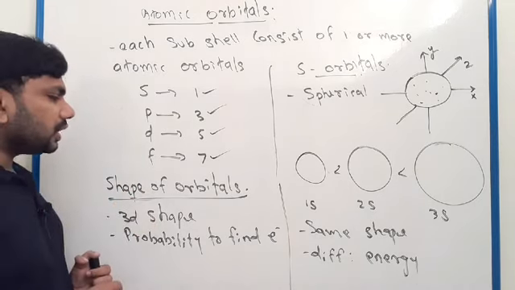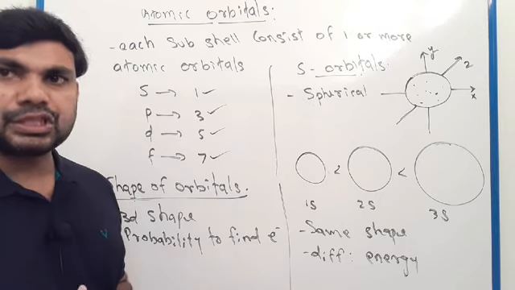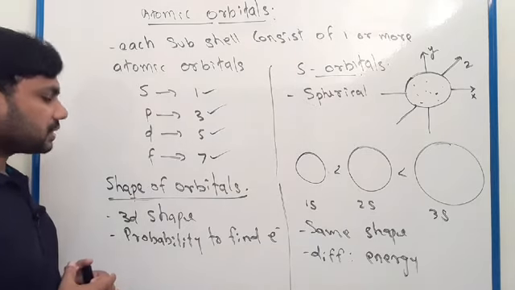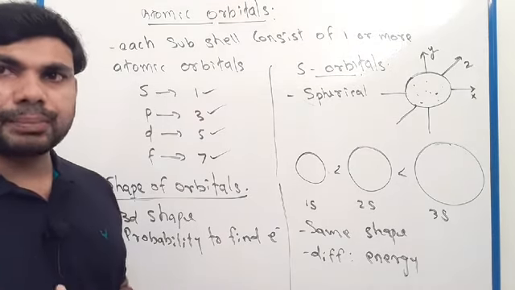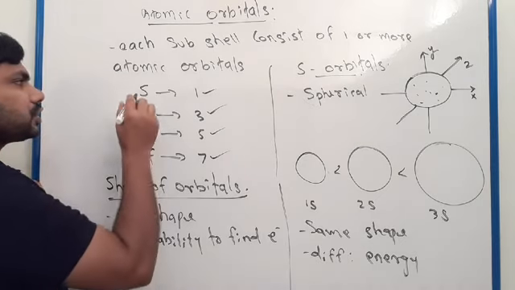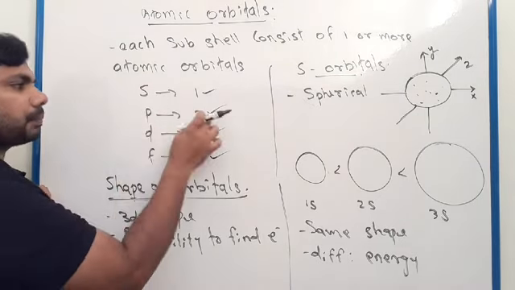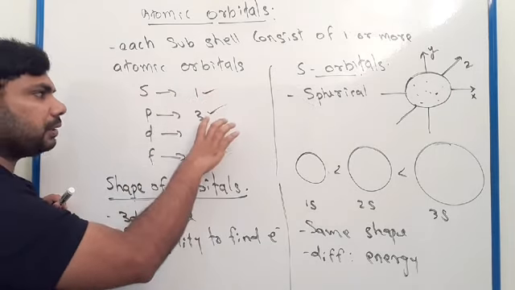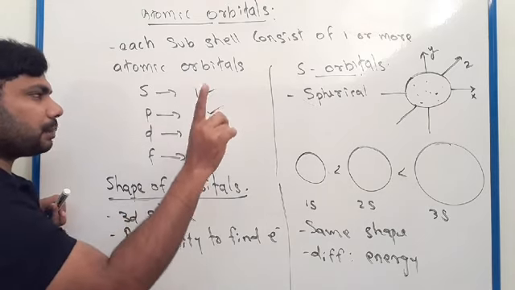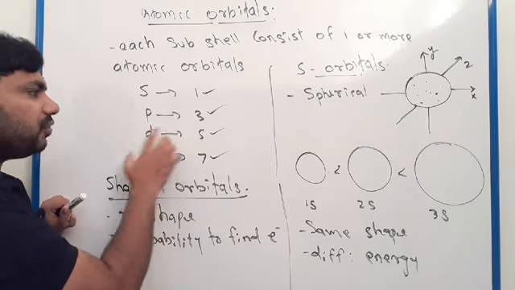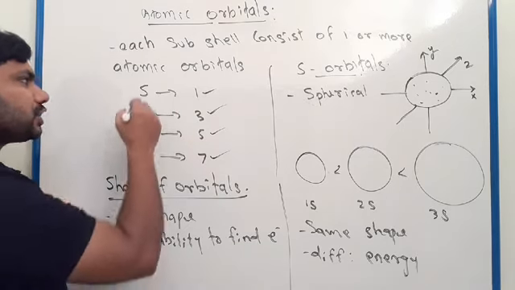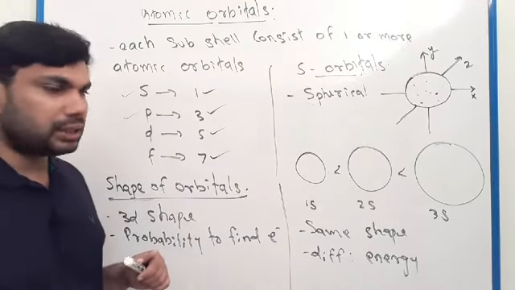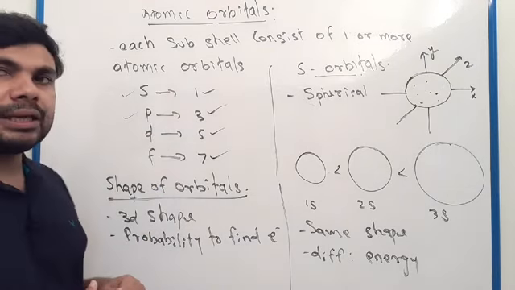After that, we have to discuss the shapes of orbitals. There are different types of orbital. First one, the s orbital, then the p orbital. We discussed that different subshells have different numbers of atomic orbitals: one s orbital, three p orbitals, five d orbitals. Now we have to understand the shape of s and p orbitals. The shape of d orbitals you will study later.